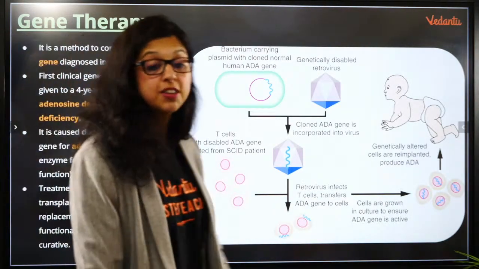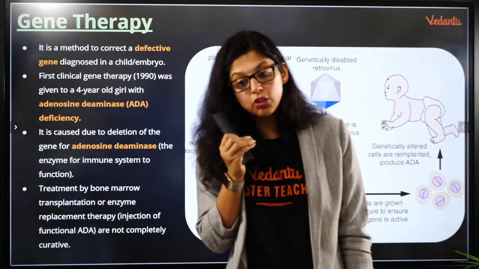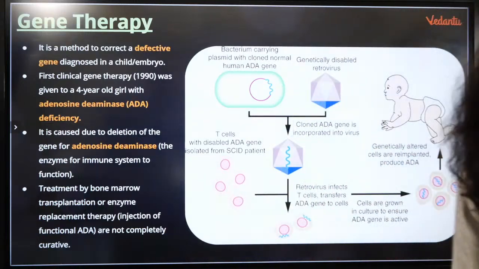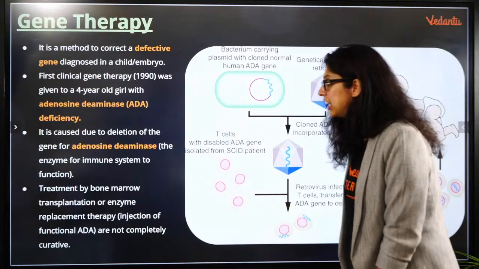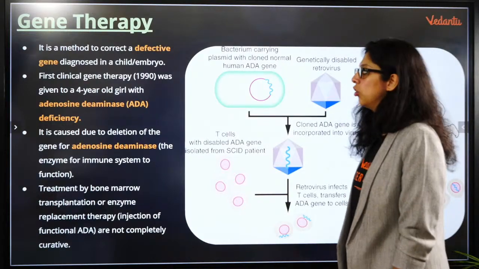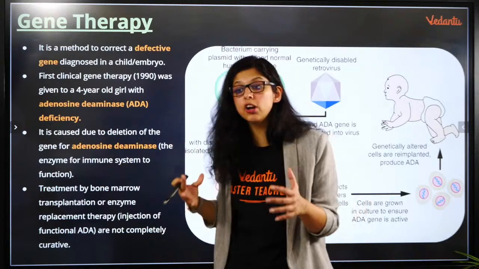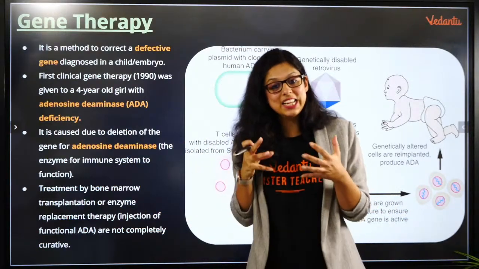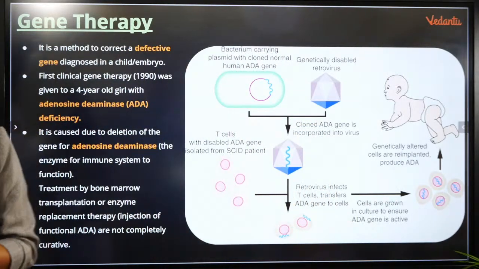Gene therapy. Severe combined immunodeficiency disease. How many times has it come in MCQs? How many times? Severe combined immunodeficiency. It is a method to correct a defective gene diagnosed in a child or embryo. Adenosine deaminase deficiency causes severe combined immunodeficiency. What do we do to overcome ADA? We insert this gene. Is that clear, Janvi?